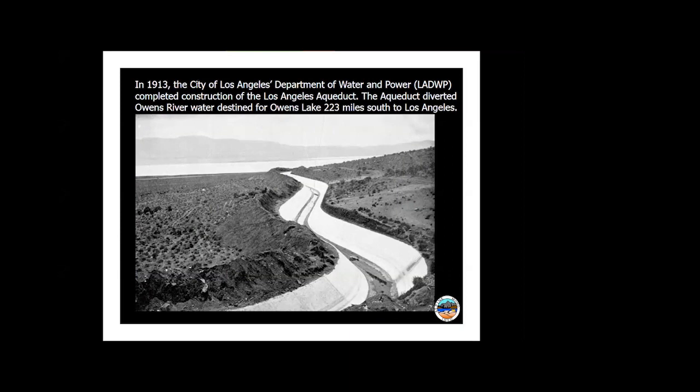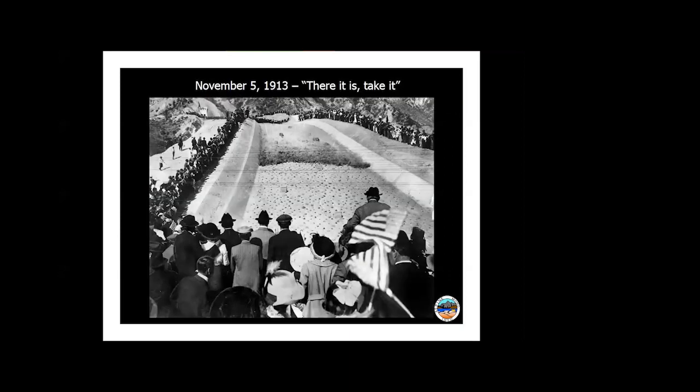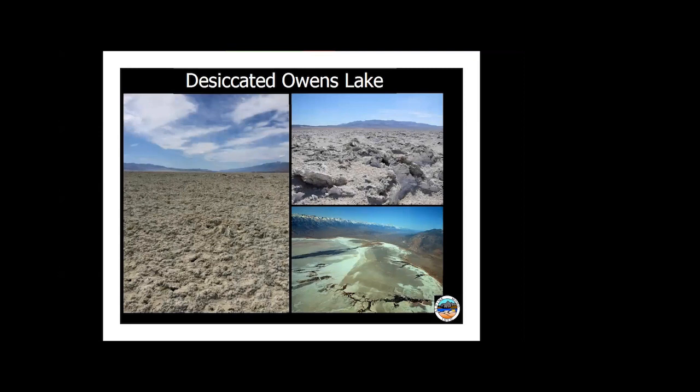As a consequence, the water that arrived in LA in 1913, that provides today millions with the cleanest and most reliable drinking water for the city of Los Angeles, ended up resulting in the desiccation of Owens Lake. The desiccation of Owens Lake is why we're here today.